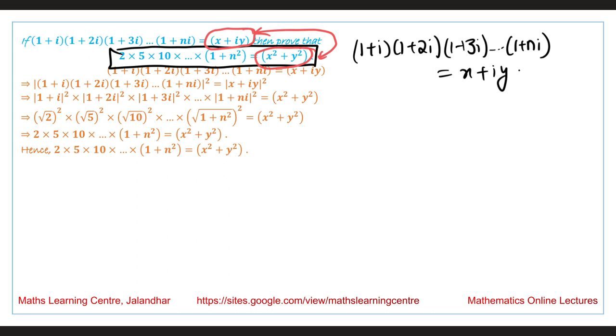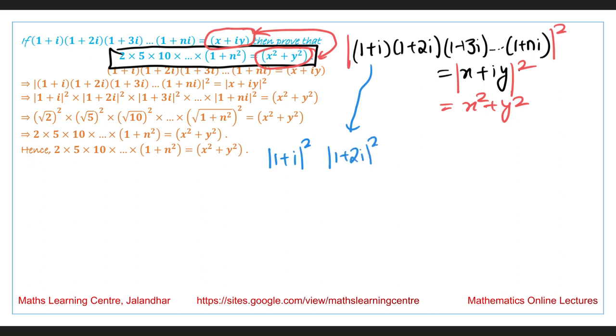So if we take the mod over here, we have taken the mod and we have squared these values. So on the left hand side we get x square plus y square. Now coming to the right hand side, it is mod of (1 plus iota) square into mod of (1 plus 2 iota) square, so on up to mod of (1 plus n iota) square.